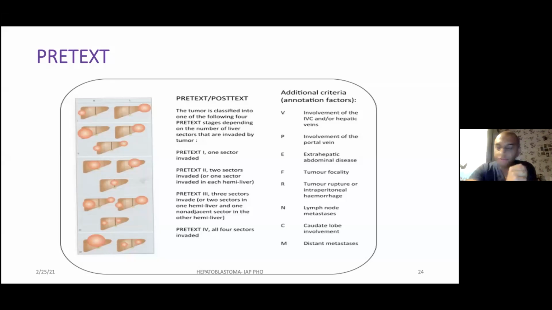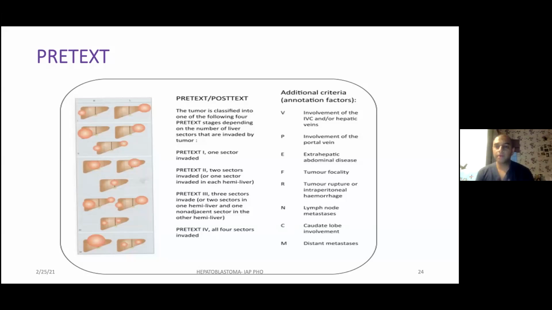Now a small note on each thing. Of course, the criteria for when it is involved and when it is not involved are more important for radiologists, but let me just touch upon this. Okay. Now V stands for involvement of the IVC and the hepatic veins. Now you will see reports saying it is abutting. Now abutting does not necessarily mean infiltration.